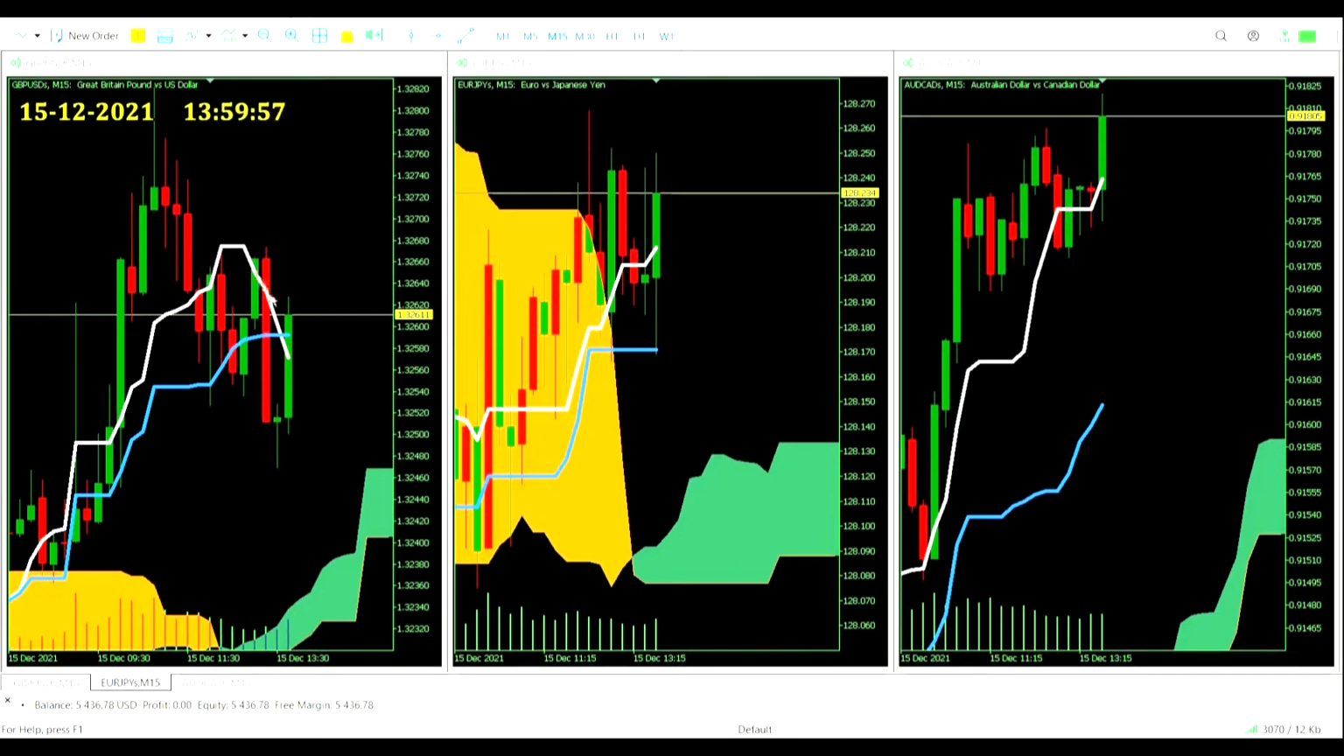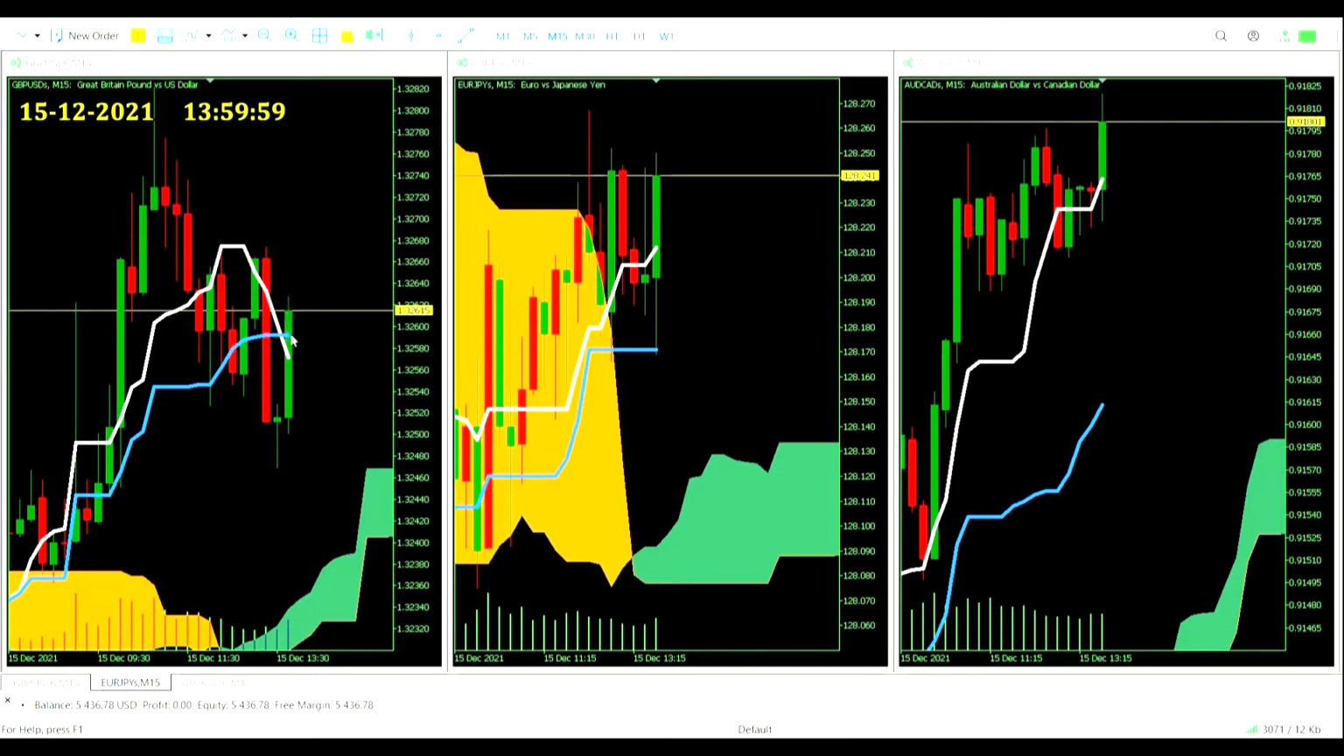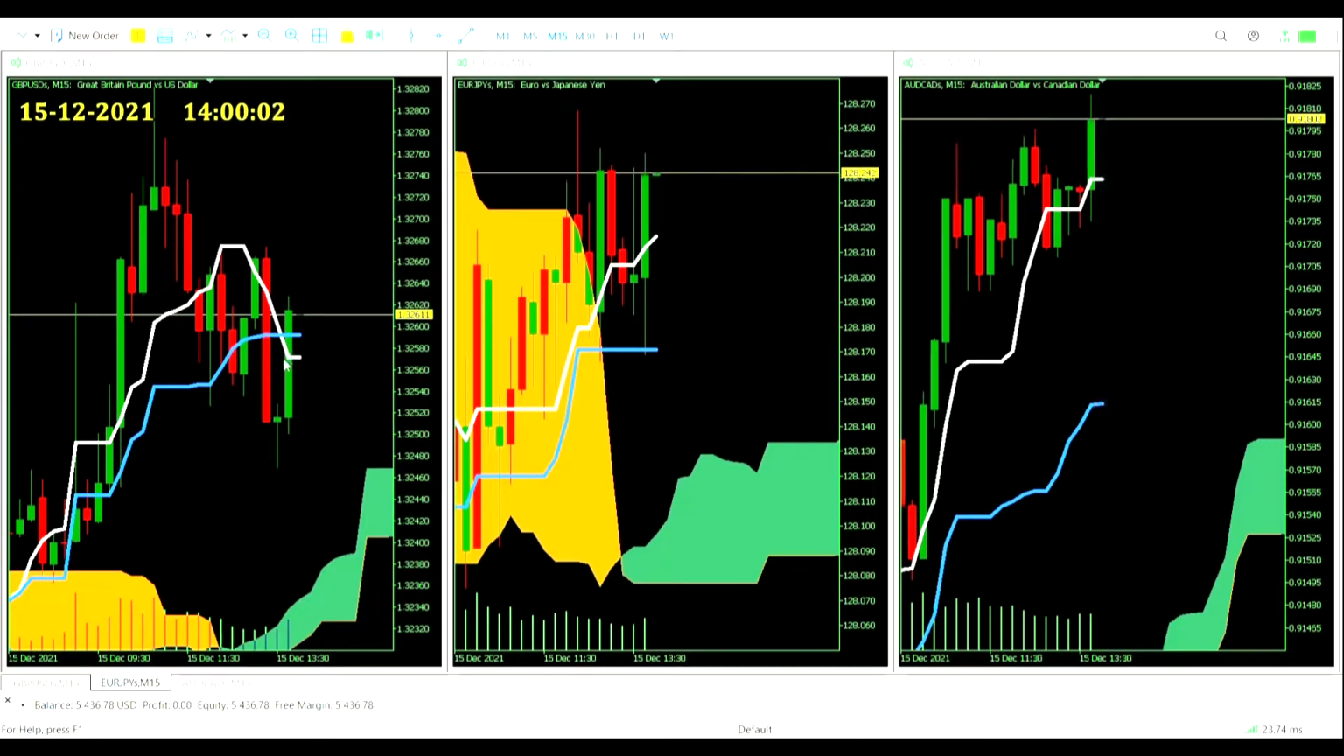As we're about to turn over 2 o'clock, we should see on the Great British Pound US dollar chart that this cross is confirmed, and so now we've got the Tenkan-sen beneath the Kijun-sen.